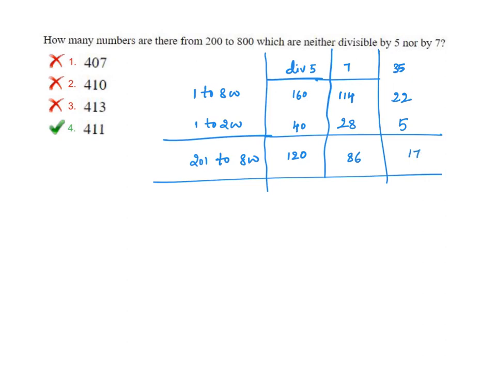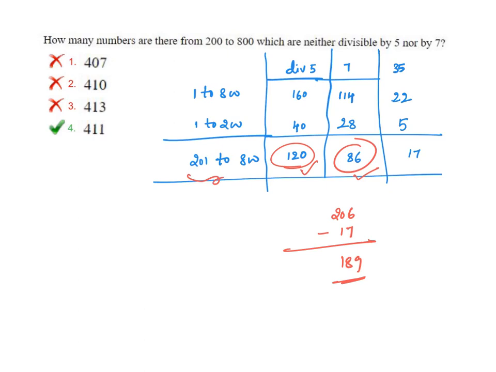Now this is 70. So in between 201 to 800, first we'll find out how many numbers are divisible by 5 or 7. So 5 is 120, 7 is 86. Now if you add both of them, it will be 206. Subtract the numbers divisible by both, because they come in both 5 as well as 7. So the number of numbers which are divisible by 5 or 7 is 189.